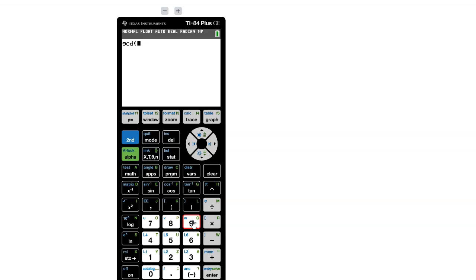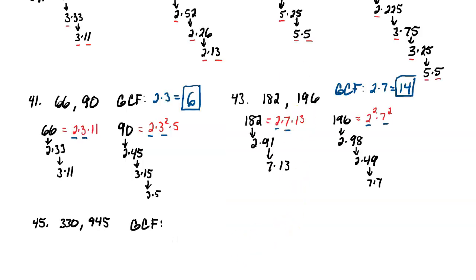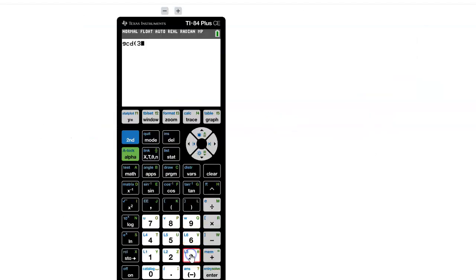Now on the screen it says, find the greatest common divisor of, and then in parentheses, I want to type in the numbers that I'm finding the GCF of. And I'm going to separate the numbers with a comma. Let's take a look at our numbers one more time. 330 and 945. Type them in.